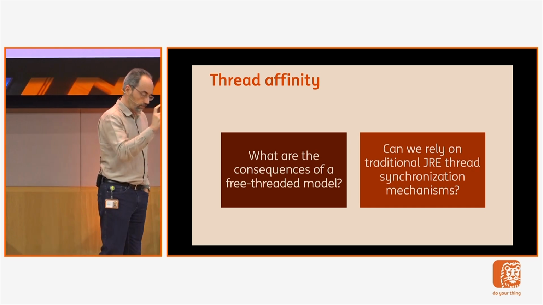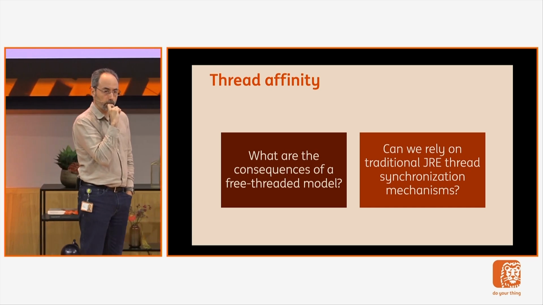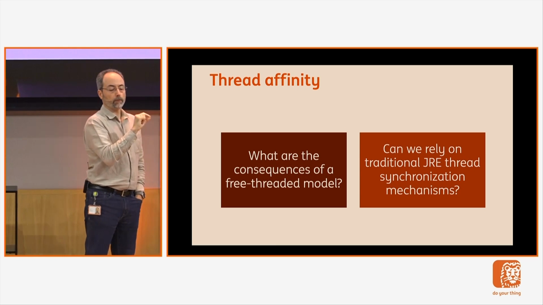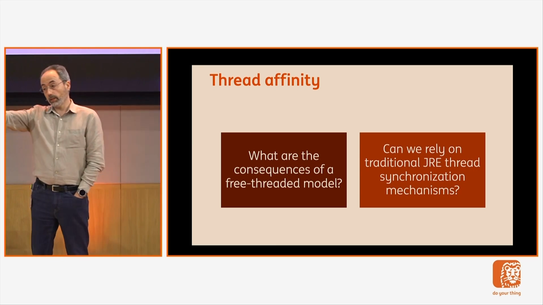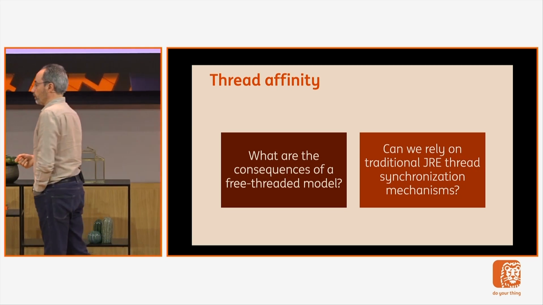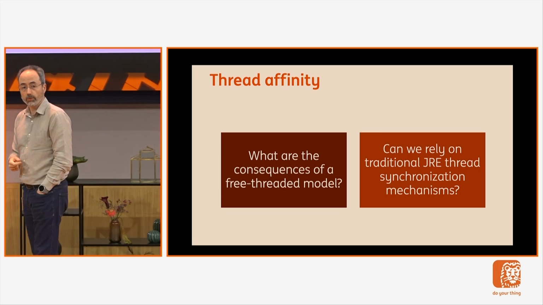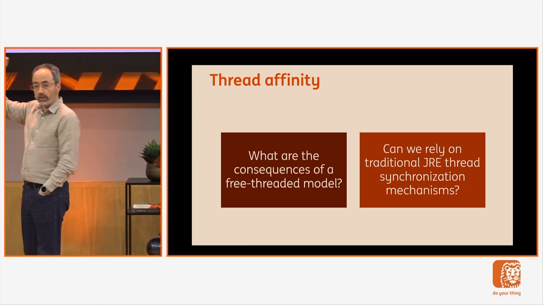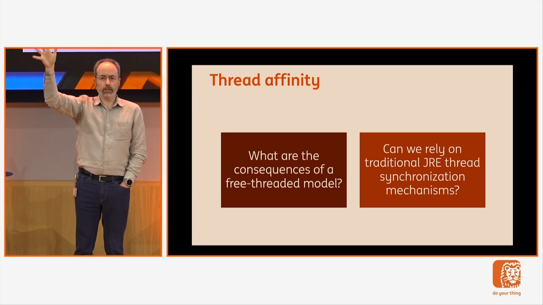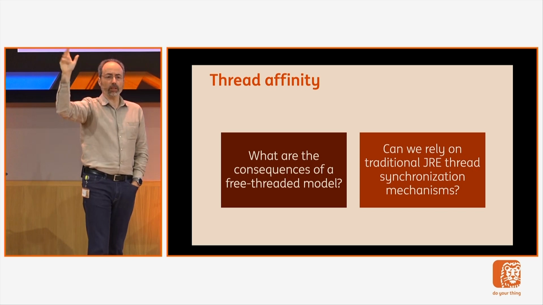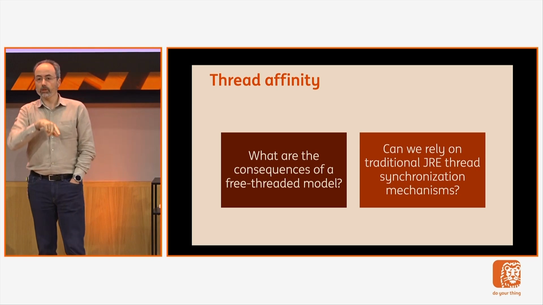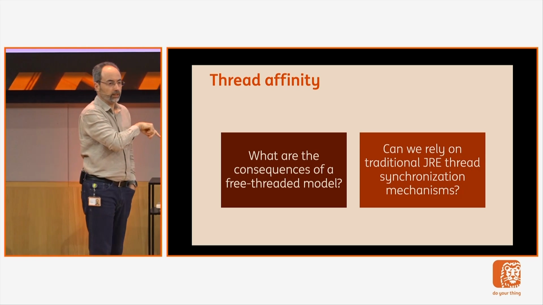And if the same function may run on different threads at different moments in time during its execution, then the question can be asked, if we are changing threads during our execution, can we rely on the traditional thread synchronization mechanisms? That's a question for the audience, because I know that everybody's getting hungry. Can we use your normal JRE synchronization mechanism? Can we use the synchronized keyword, for example, in some data object? Does it work? Well, we can use it, of course, but it's not going to work. Or at least not how we expect it to.